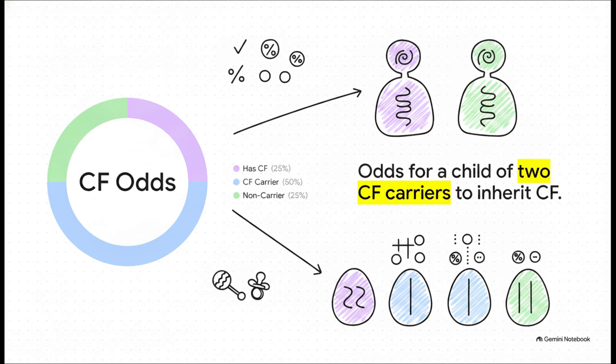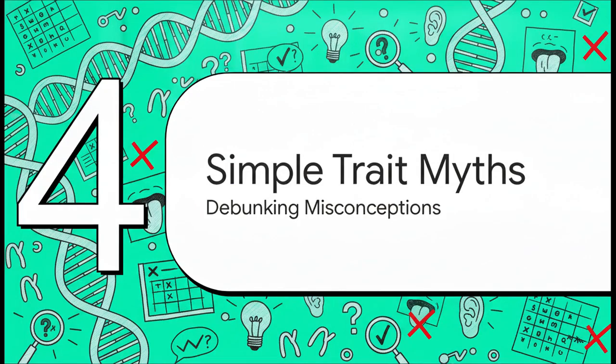For every single child they have together, the stats are locked in. There's a 25% chance, that's 1 in 4, the child inherits two mutated genes and has CF. There is a 50% chance the child inherits one mutated gene and becomes a carrier, just like their parents. And there's a 25% chance the child inherits two normal genes, meaning they don't have CF and they aren't even a carrier. And remember, every single baby has this exact same probability, totally regardless of what happened with our older siblings.